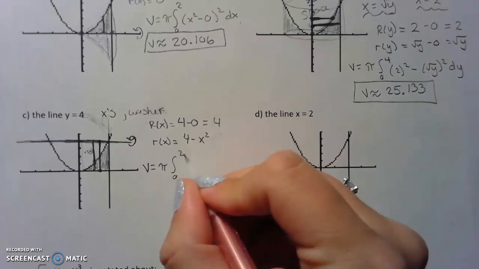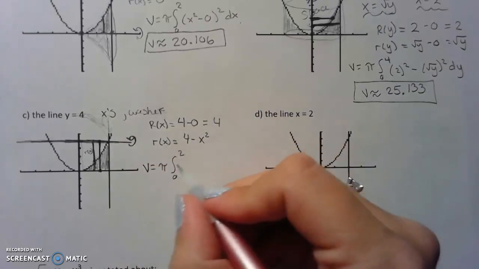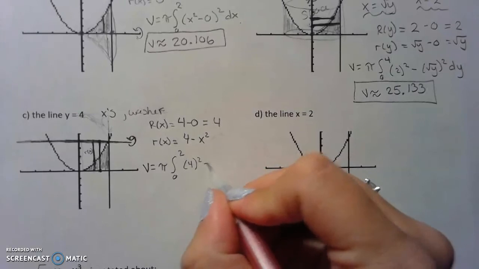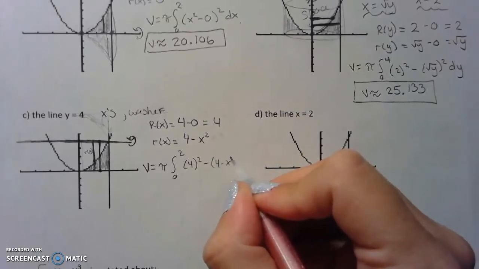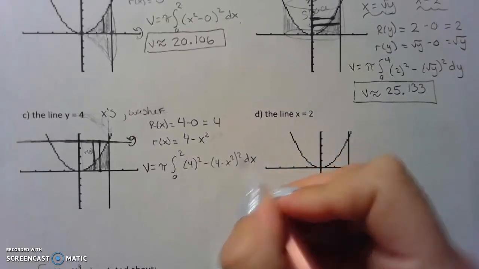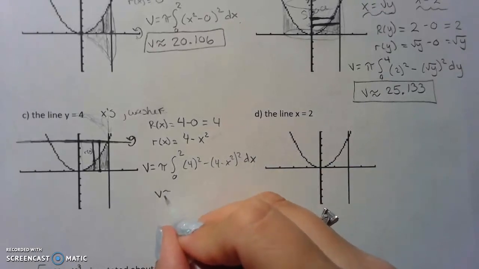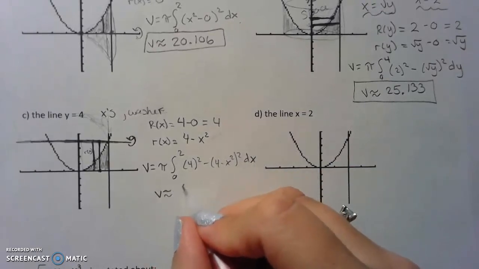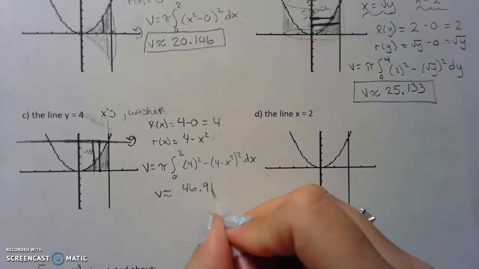This one's 0 to 2 because we're using x's. So then we have 4 squared minus 4 minus x squared, squared, dx. And when we plug that in, we are going to get approximately 46.914.